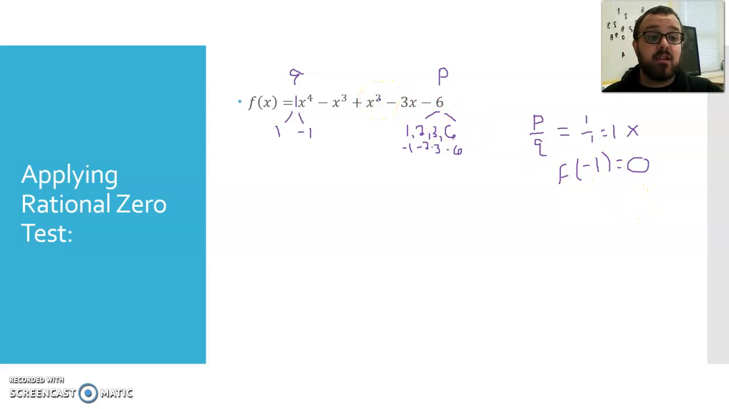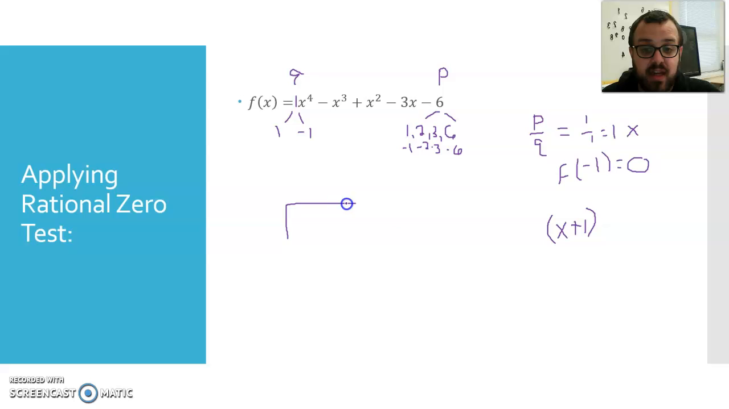I need to write the factor that goes along with negative 1. That factor would be x plus 1. That's the linear factor that goes along with that root. Think about it: if I set it equal to 0, that's the root that would come out. So I'm going to be taking x plus 1 and factoring it out of this, and the way I'm going to do that is by doing synthetic division.